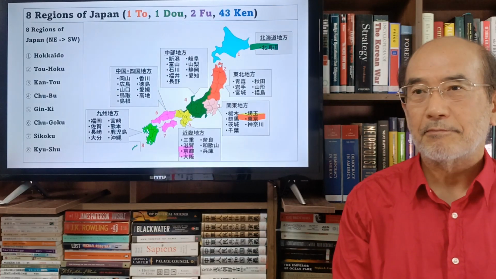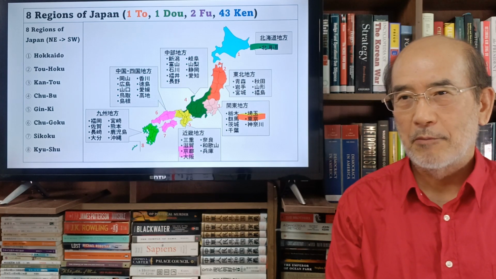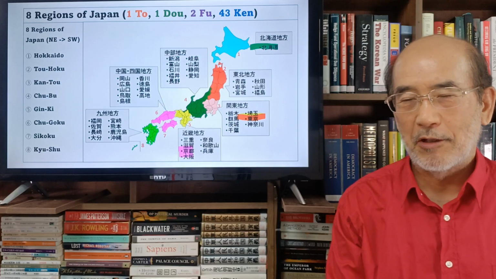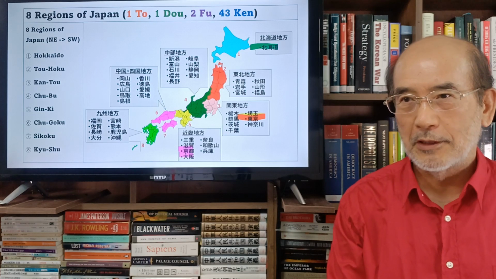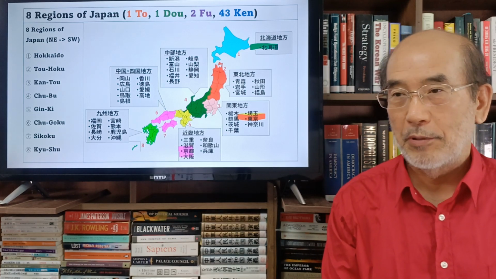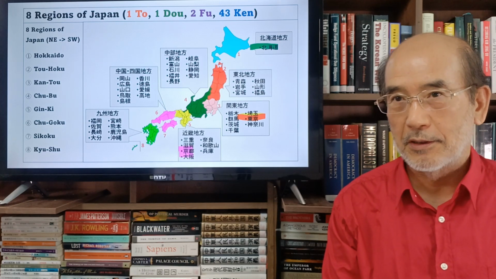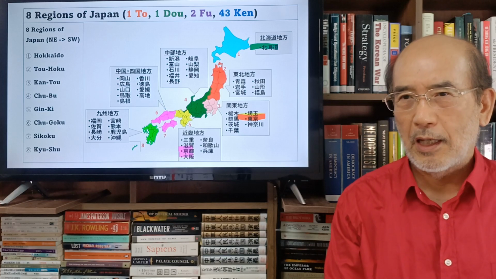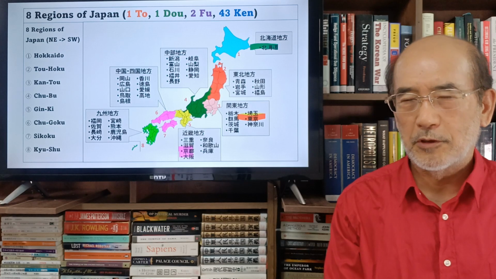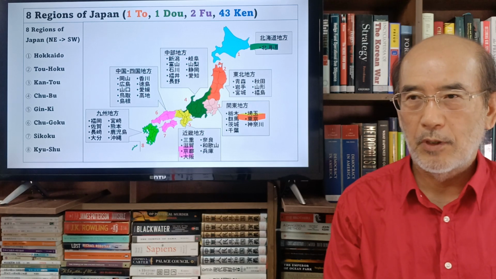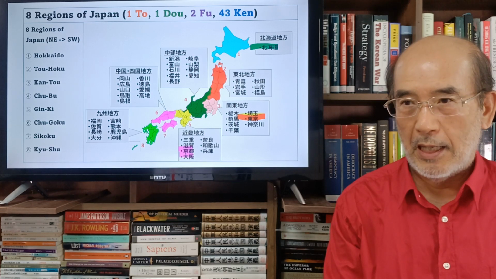Okay, then let's move to Japan. And I'm sorry that there are too many Chinese characters, and I hope that someday you will be able to recognize and read all these Japanese place names in Chinese characters. Now, there are actually 8 regions the Japanese archipelago is divided into. First of all, we have a mainland Japan. Main Japan consists of 4 major islands, right?